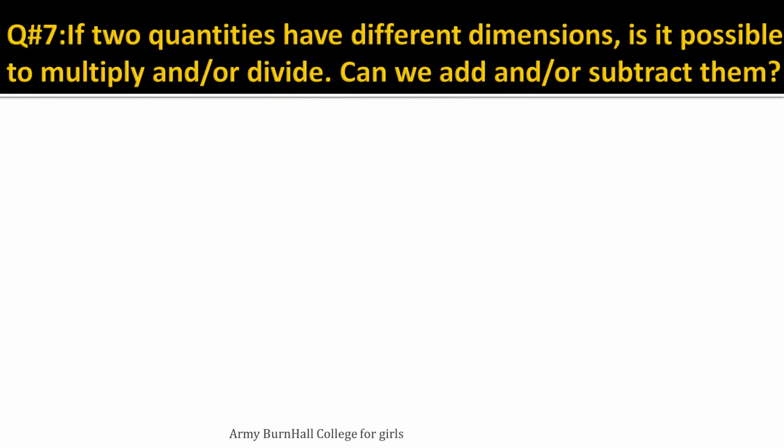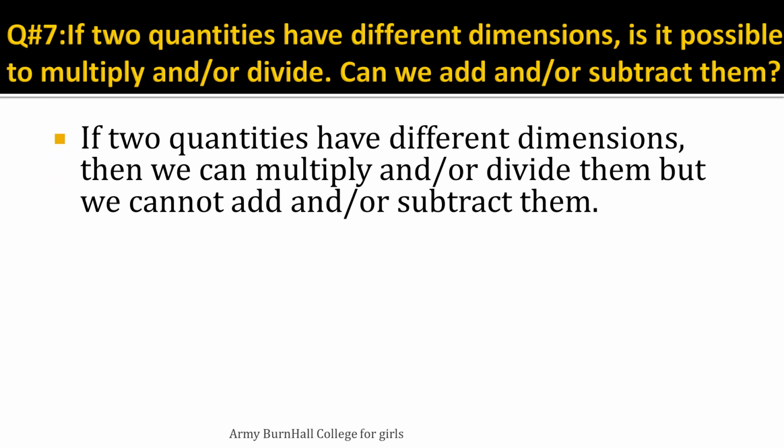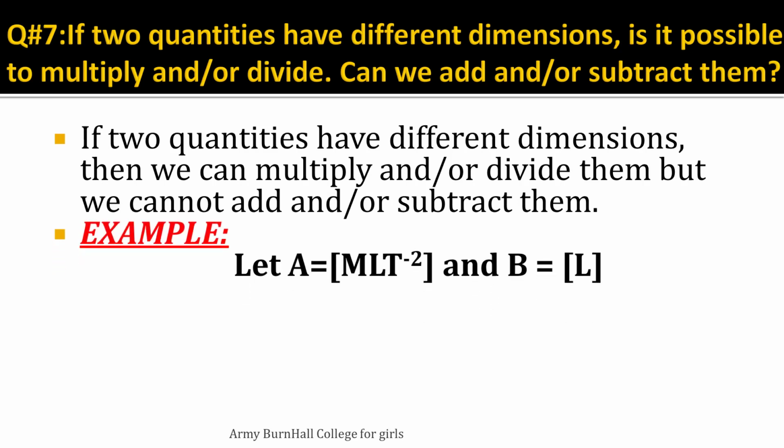Question number 7, if two quantities have different dimensions, is it possible to multiply and or divide them? Can we add and or subtract them? So first you will write down the statement that whether you can do it or not. If two quantities have different dimensions, then we can multiply and or divide them, but we cannot add and or subtract them. Then you will give an example: let A, you can take any random dimensions, A is equal to MLT raised to power minus 2 and B is equal to L.